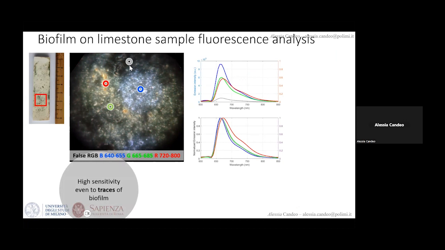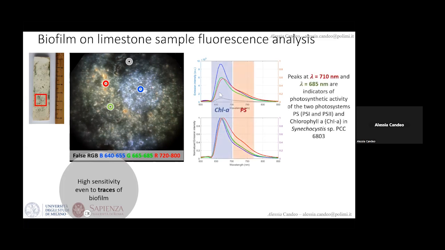And in fact, even if we select the gray area here, we can even say that even in areas where there appear to be nothing, there is actually a little bit of signal coming from biofilm of the cyanobacteria. So the technique is very sensitive even to traces of the biofilm.